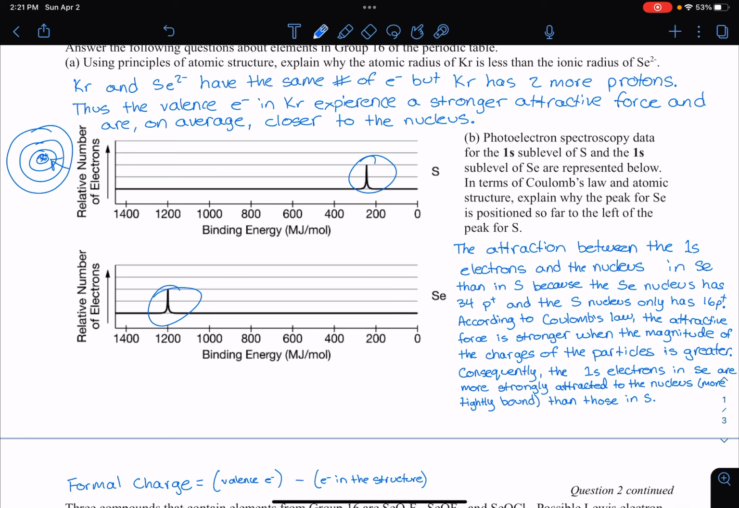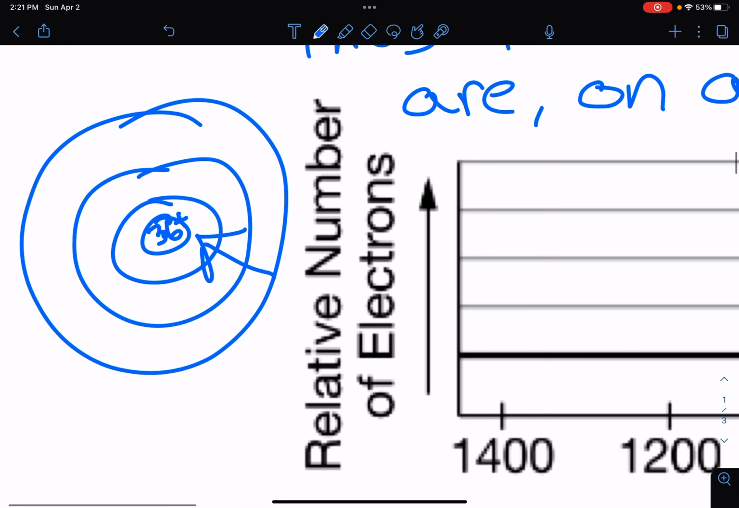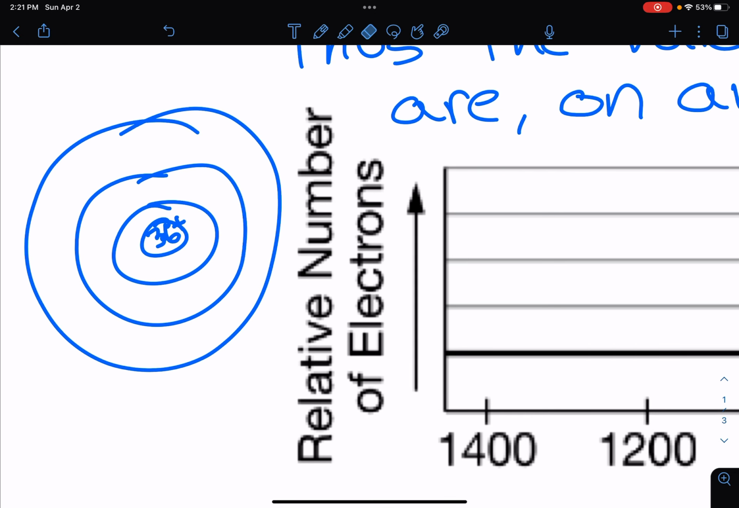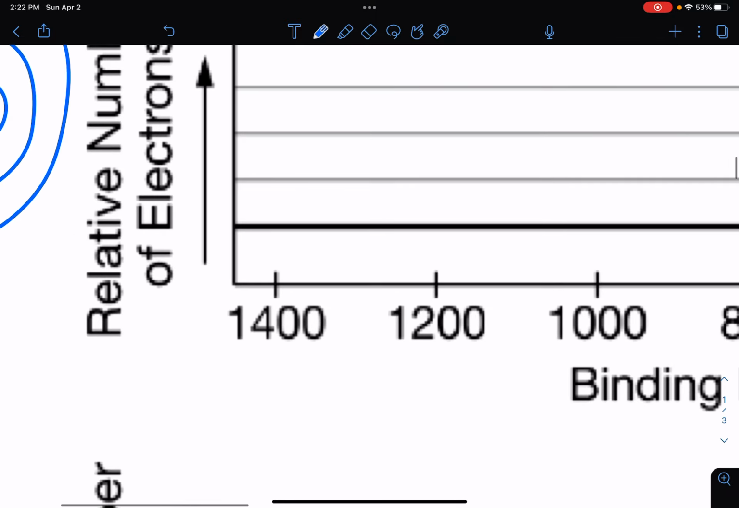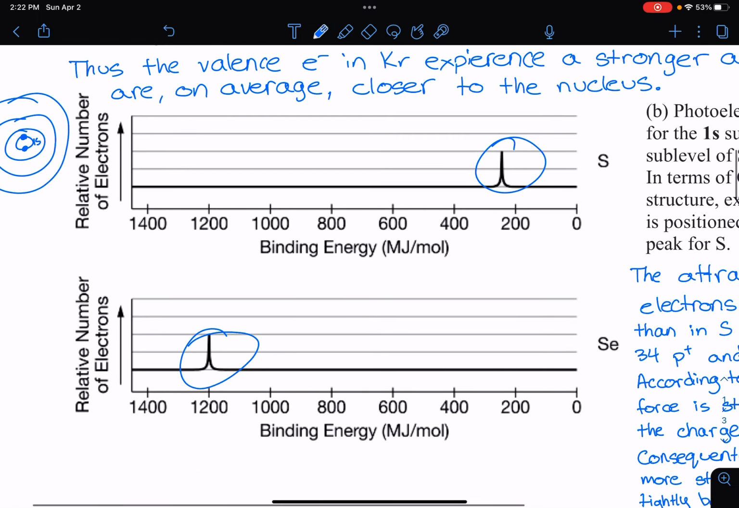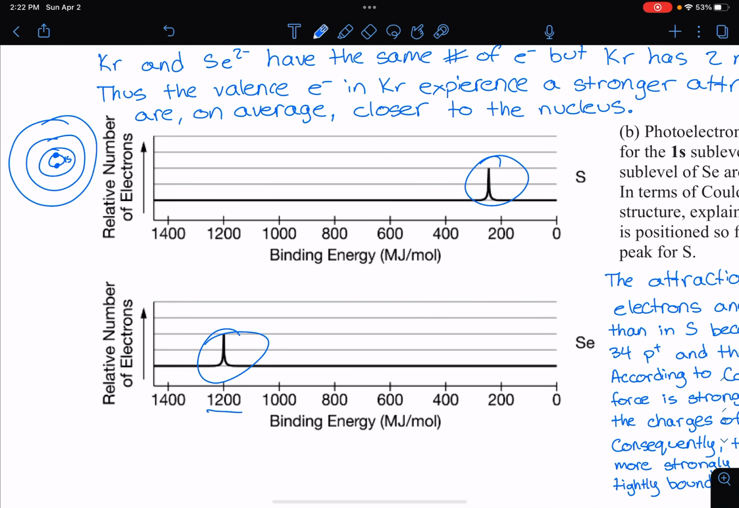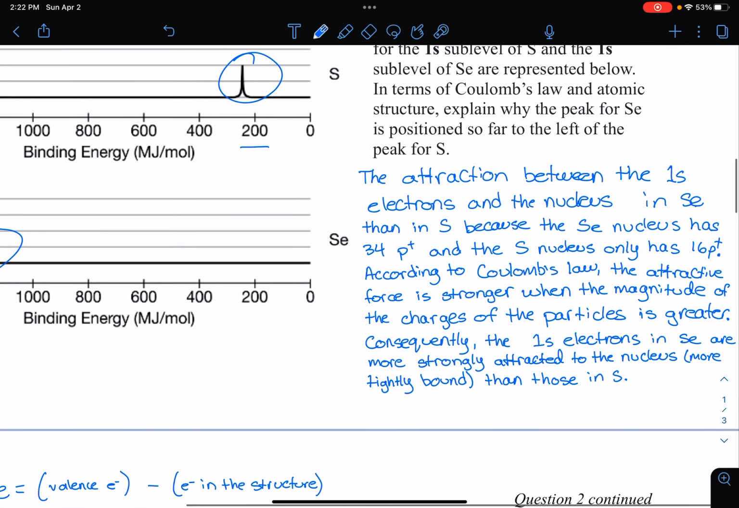So we're looking at the 1s electrons, which if you zoom into the Bohr model again here, we are looking at the very first shell. These are the 1s electrons. There's only 2 electrons in that very first shell. So according to the graph, it's showing that for selenium, the binding energy is so much greater than it is for sulfur. Well, here's the answer.